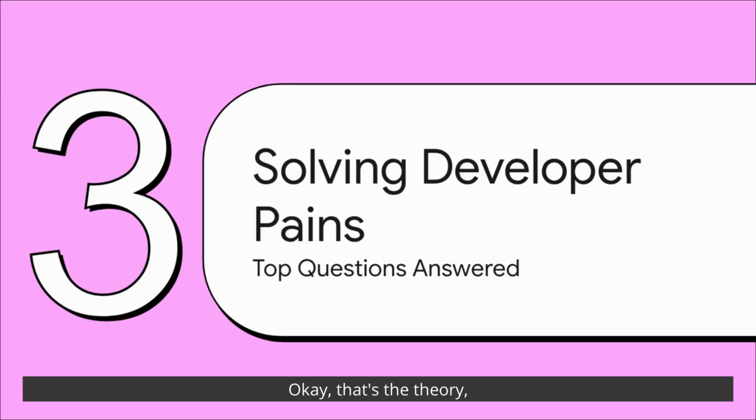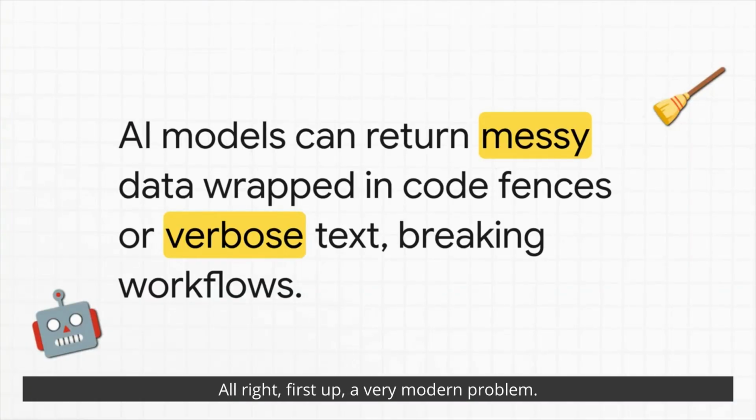Okay, that's the theory. But let's see how this actually works in the real world. We're going to tackle three super common headaches for developers that n8n is just perfectly built to solve. All right, first up, a very modern problem. You're trying to integrate with a large language model, like something from OpenAI or Gemini, and the response you get back is wrapped in Markdown, or it has all this conversational fluff around it. It's not the clean, parsable JSON you need, and it just breaks your whole workflow.